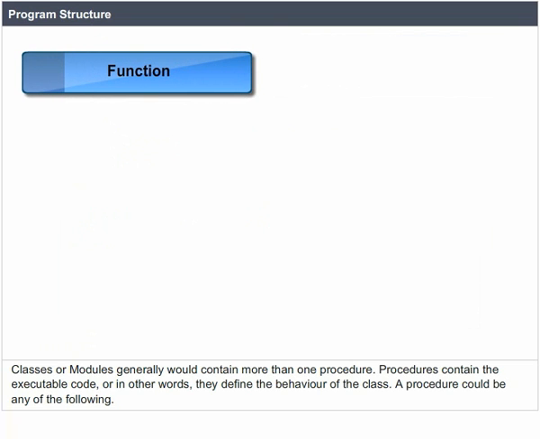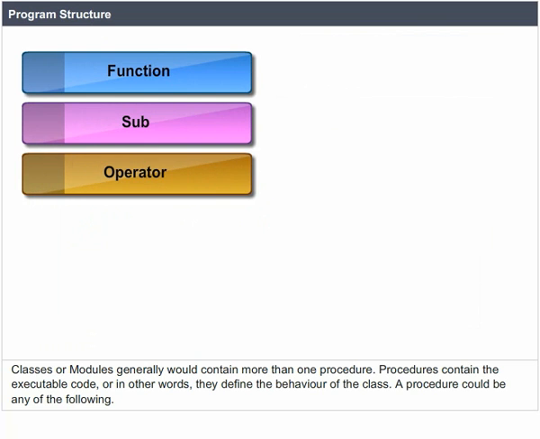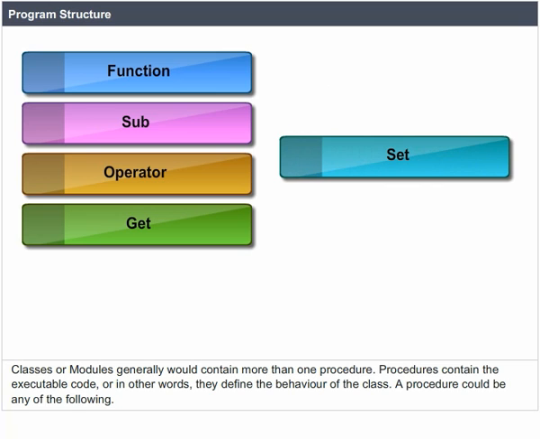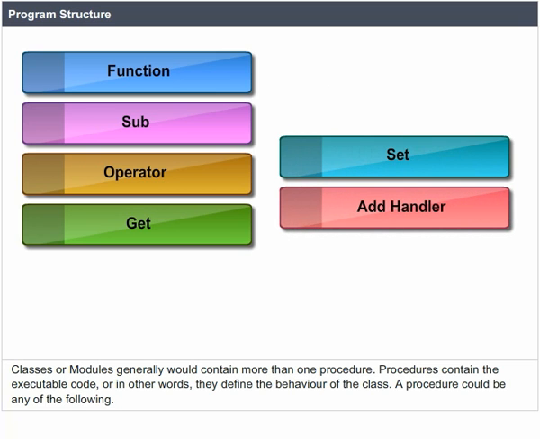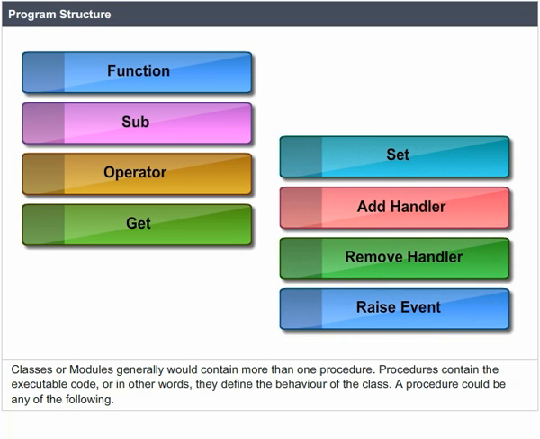Classes or modules generally would contain more than one procedure. Procedures contain the executable code, or in other words, they define the behavior of the class. A procedure could be any of the following: Function, Sub, Operator, Get, Set, AddHandler, RemoveHandler, RaiseEvent.